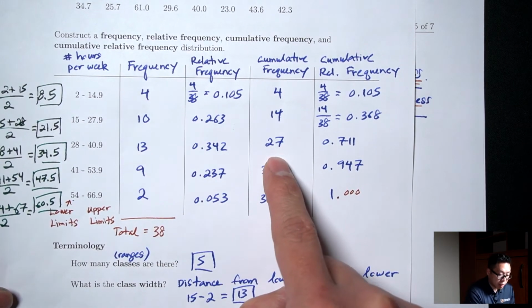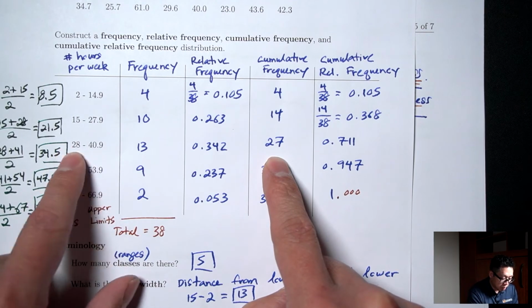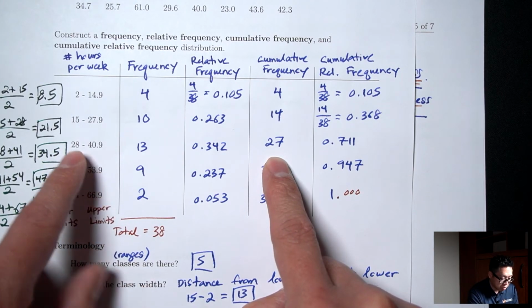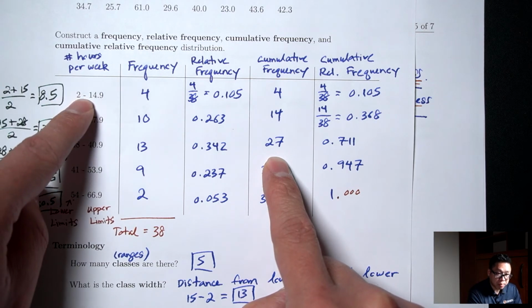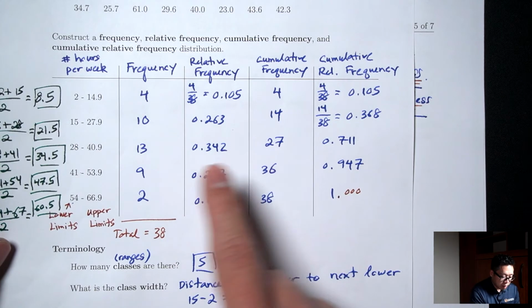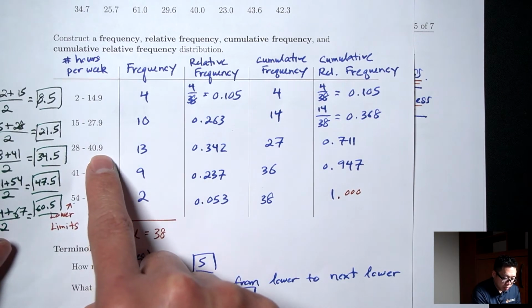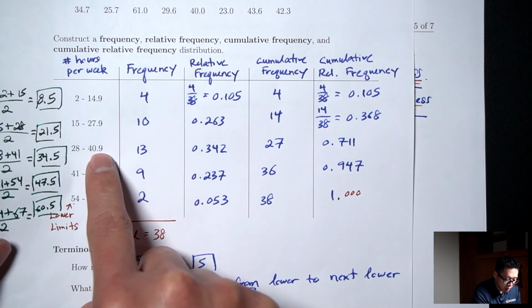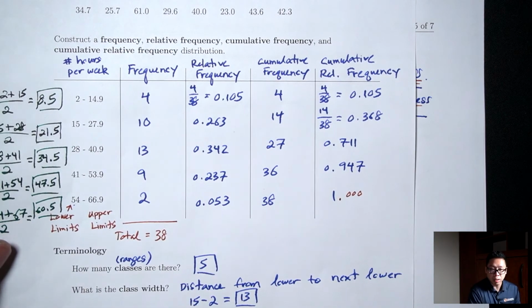So this 27 is not just these people who are doing 28 to 40.9. It also includes this range and also this range. Okay, so these 27 students spend 40.9 hours or less. Okay, these 27 students spend 40.9 hours or less per week studying.